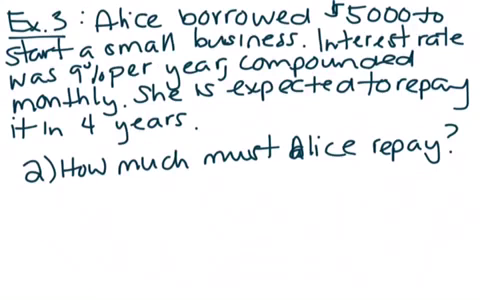The interest rate on the loan was 9% per year. Woo, that's high. Compounded monthly. She is expected to repay the loan in full after 4 years. So part A asks, how much must Alice repay? So we're talking about at the end of the 4 years. So what we're looking for is the future value of what it's worth.